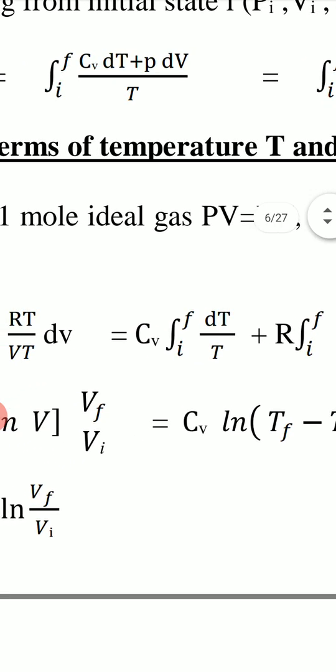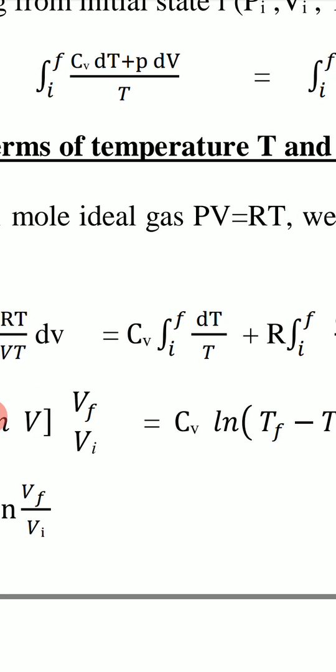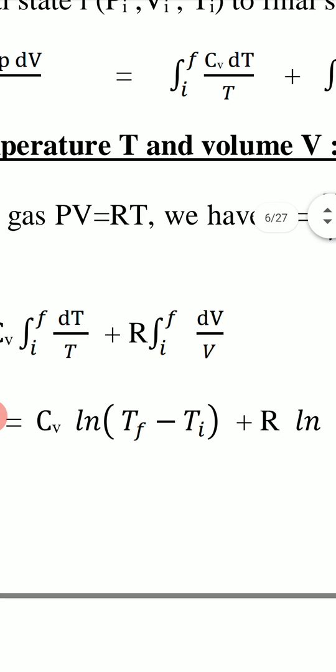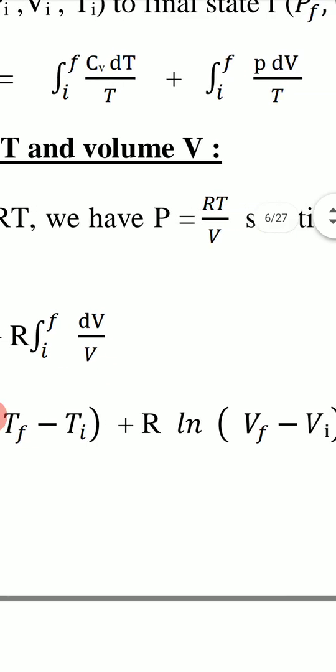These are two integrals. First is integral Cv dt upon T, and second is integral pdV upon T. So we can write this as integral I to F Cv dt upon T plus integral I to F pdV upon T.